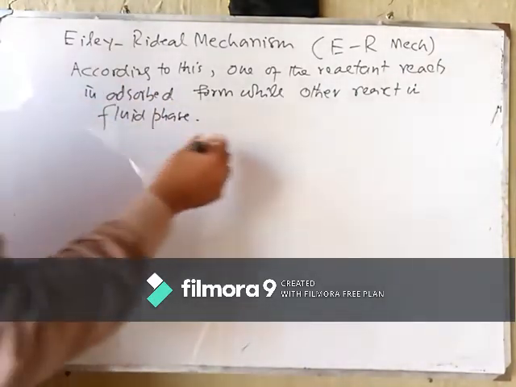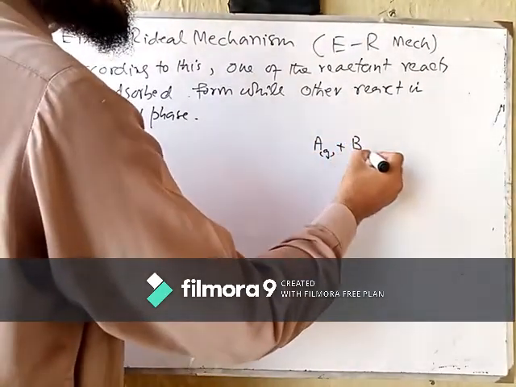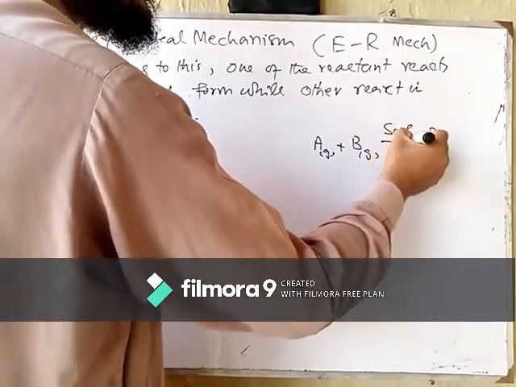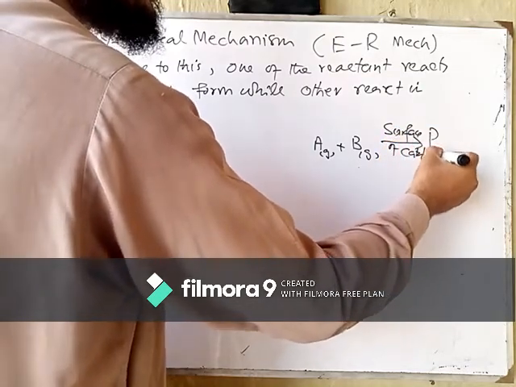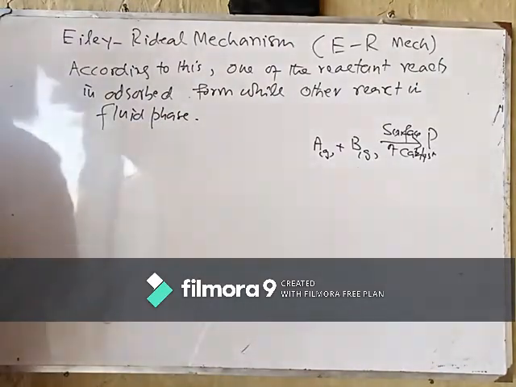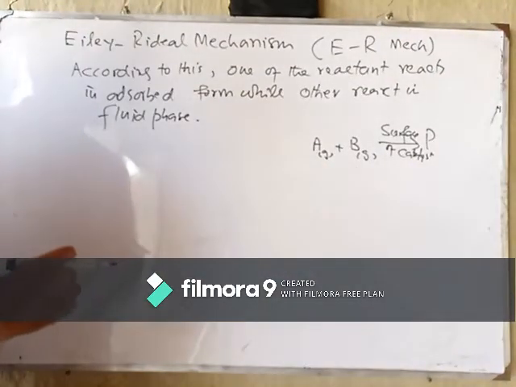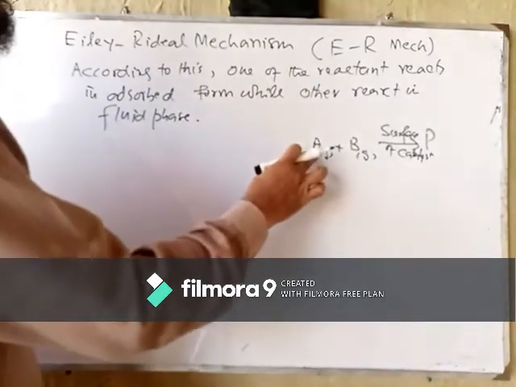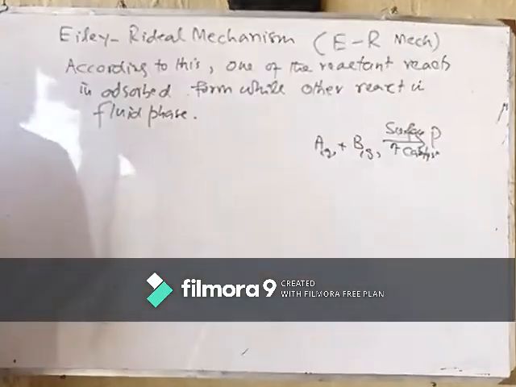For example, we have a reaction A in the gaseous phase plus B in the gaseous phase, which gives the product at the surface of the catalyst. According to the ER mechanism, the reaction proceeds in two steps. First, one of the reactants, let's say A, gets adsorbed at the surface of the catalyst. Then B reacts with A in adsorbed form. A is in adsorbed form while B is in the fluid form, and this gives the product.